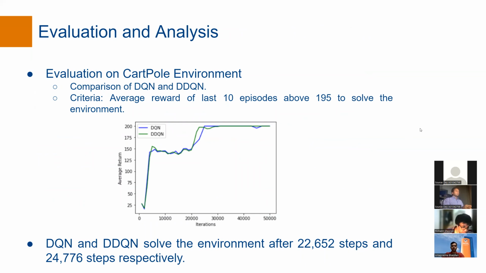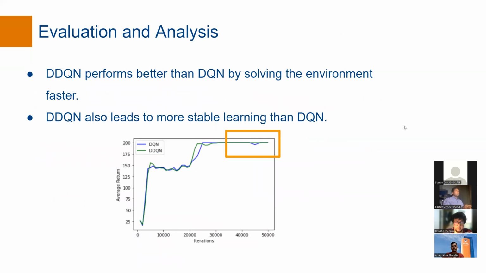DQN takes around 24,000 steps to solve the environment, while DDQN does the same in 22,000 steps, which is a good difference to show the performance of DDQN and DQN. So, next slide. We can also note that DDQN provides more stable learning.